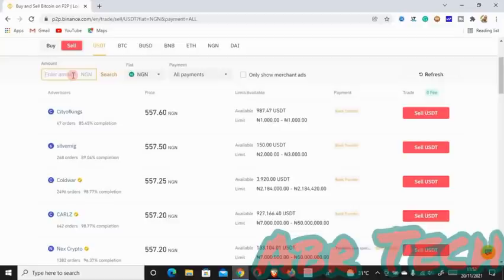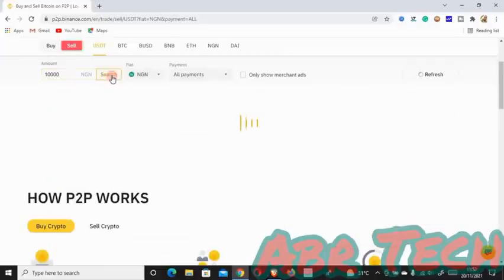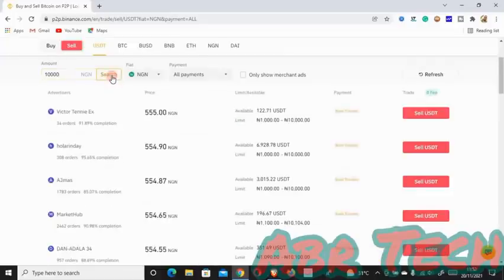You're going to be putting the range. Let me put 10,000 naira. Okay, 10,000 naira is cool. Then you search for who is buying from 10,000 naira and above, and now we are selling in naira.